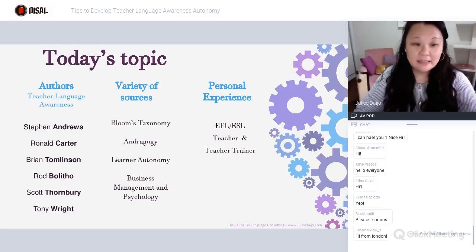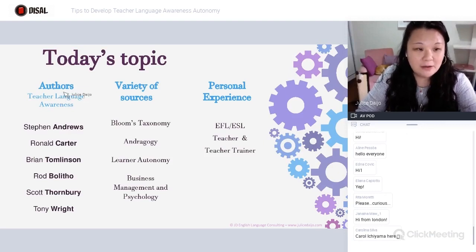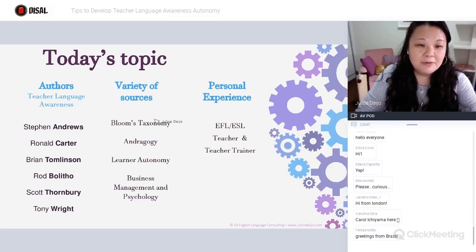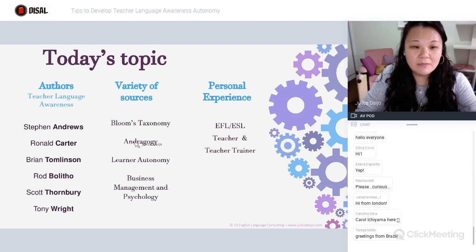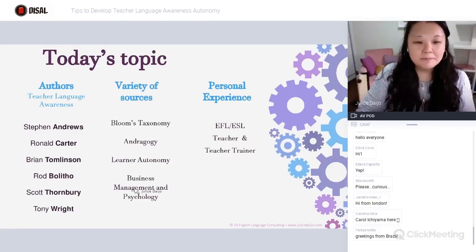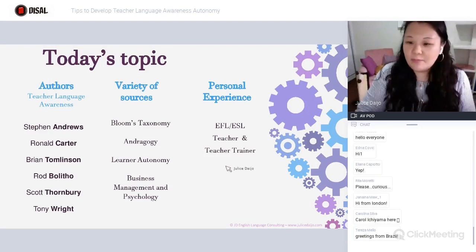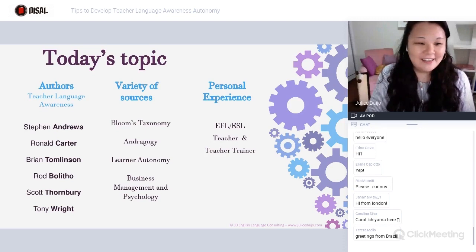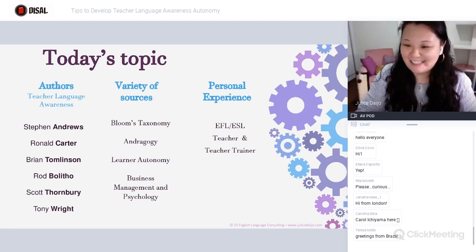First thing, today's talk is based on 3 pillars, basically. A lot of information on what these authors talk about regarding language awareness. A variety of sources, because Bloom's taxonomy, andragogy, are ideas borrowed from, and the idea of motivation and learning autonomy. Also, there are some quite interesting ideas from the business management and psychology areas. And I'm going to add my personal experience here. If I can contribute a little bit, that would be nice.